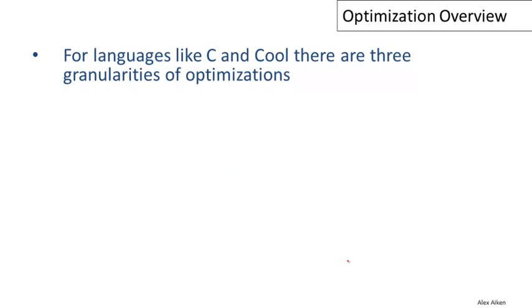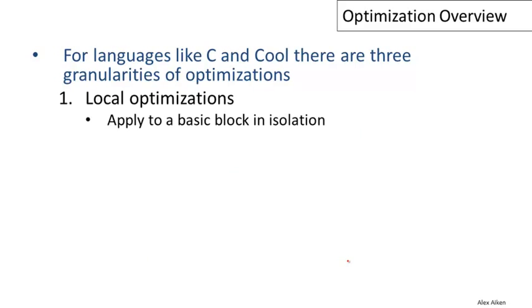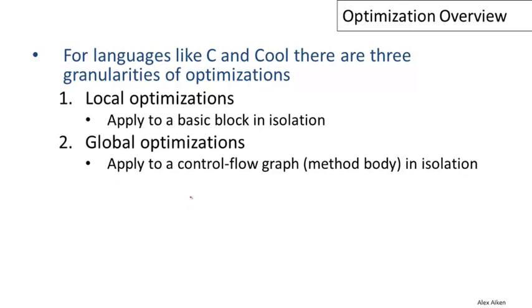Now, for languages like C and Cool, and all the languages that you're probably familiar with, there are three granularities of optimization that people typically talk about. One is called local optimization, and those are optimizations that apply to a basic block in isolation. So these are optimizations that occur within a single basic block. Then there are what are called global optimizations, and this is really misnamed because it's not global across the entire program. What people mean by global optimization is that it applies to a control flow graph. It's global across an entire function. Right? So global optimizations would apply to a single function and optimize across all the basic blocks of that function.